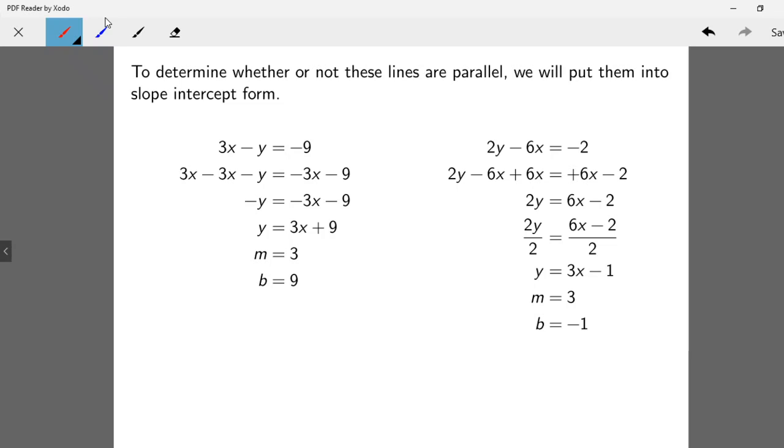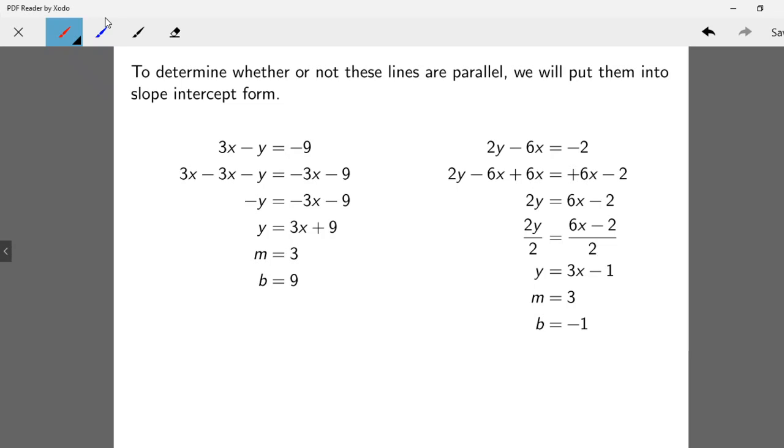3x minus y equals negative 9. Get the 3x over. Minus y is equal to negative 3x minus 9. Change every sign. y is equal to 3x plus 9. My slope is 3, my y-intercept is 9.